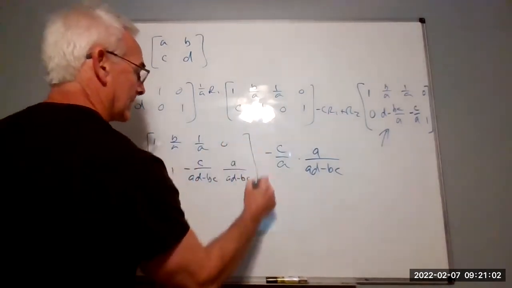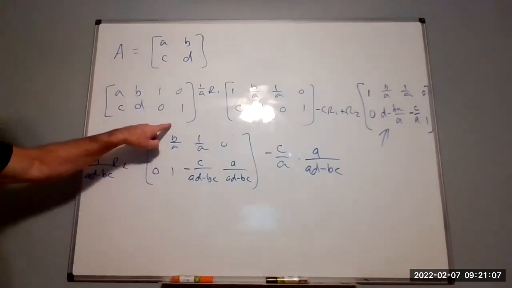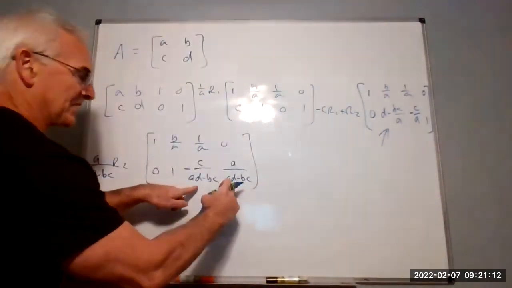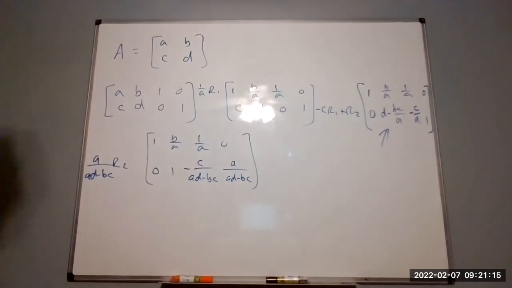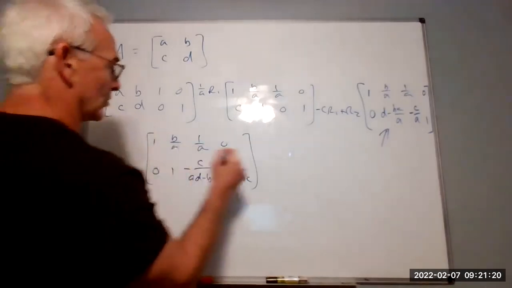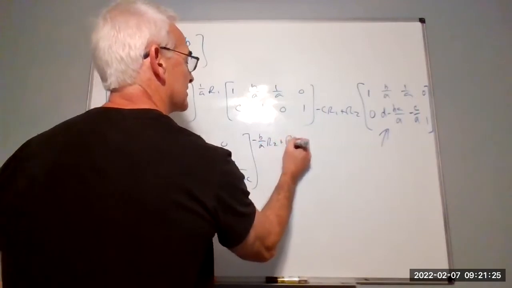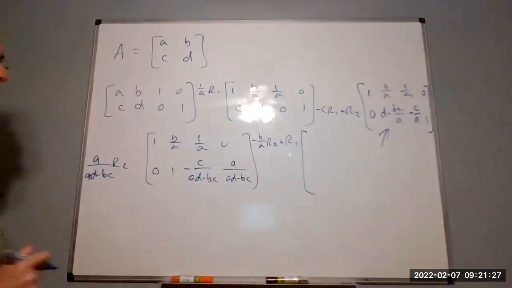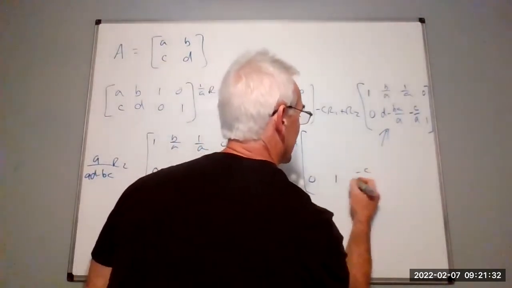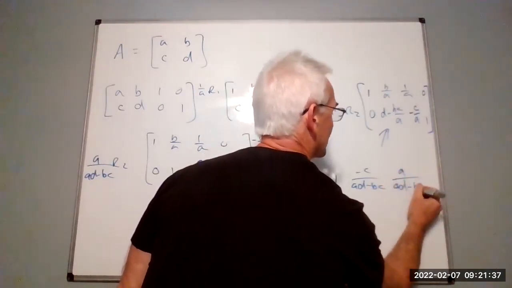Okay. We have one step left. I've got to take that 1 and put a 0 here. These numbers look kind of icky, but one good thing is at least they have the same denominator. So the last step, I've got to take negative B over A times this and add it to row 1. So negative B over A, row 2 added to row 1. Okay, so now my row 2 is 1, 0, 1, negative C over AD minus BC, positive A over AD minus BC.